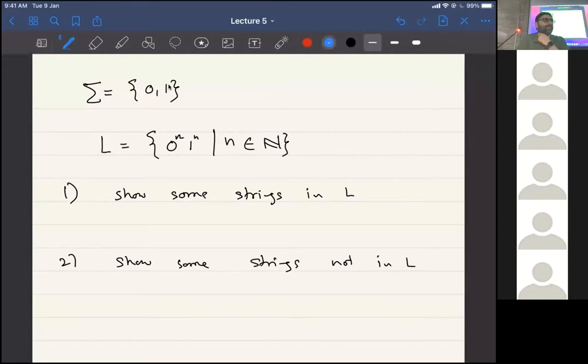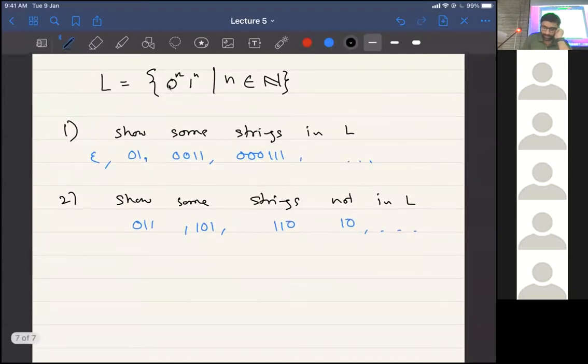Can you tell me some strings which are in this language L? 01 is there. 0011 is there. 000111 is there. The empty string is also there because 0 is a natural number, and if n is 0, it means no zeros and no ones. There are infinitely many. Can you tell me some strings which are not in this language? 011 is not there. 101 is not there. 110 is not there. 10 is not there. These are strings which are not in this language, and there are infinitely many of them.